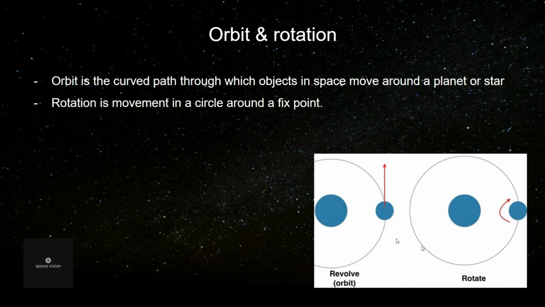Okay, and then we have got rotation. So rotation is the movement in a circle around a fixed point. Rotation is like something is moving in a circle, but it's at the same point, it's stationary. Okay, so it's like a fidget spinner, you can imagine. So this is rotation.